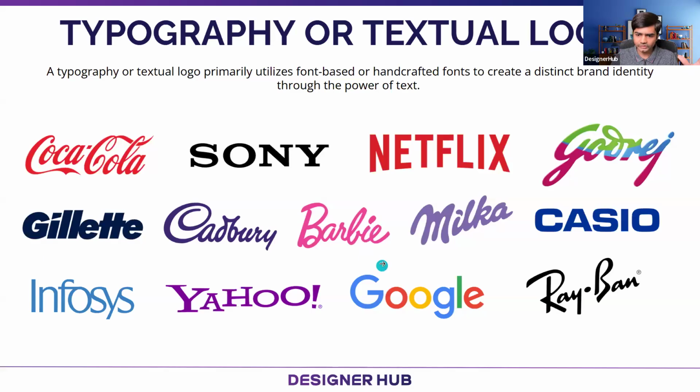So, yes, all these fonts, some of them are created. Like Casio is not created, it's a direct ready font. Ray-Ban is also a ready font, just they have tilted it. Google is a ready font, but they have modified the letters G and O for visual optimum spacing so that it's visually appealing. Yahoo is also a ready font, but they have just moved in the letters. Infosys is also a simple font, just they have joined it together.